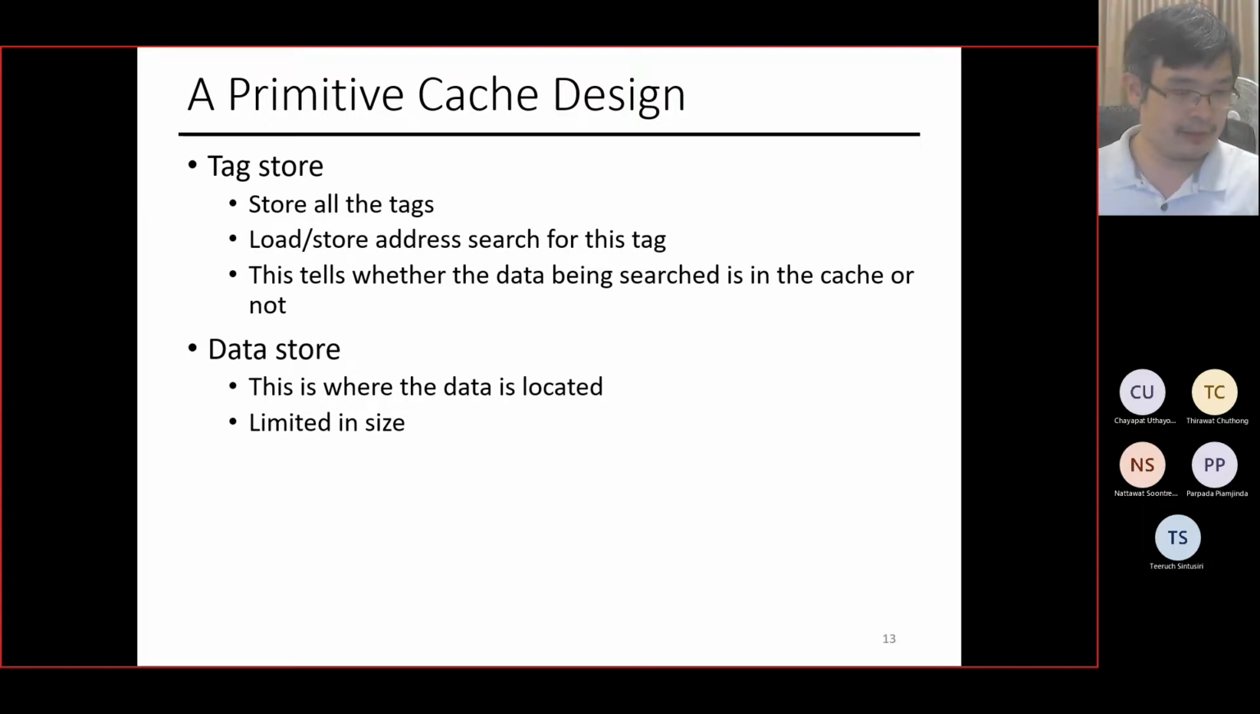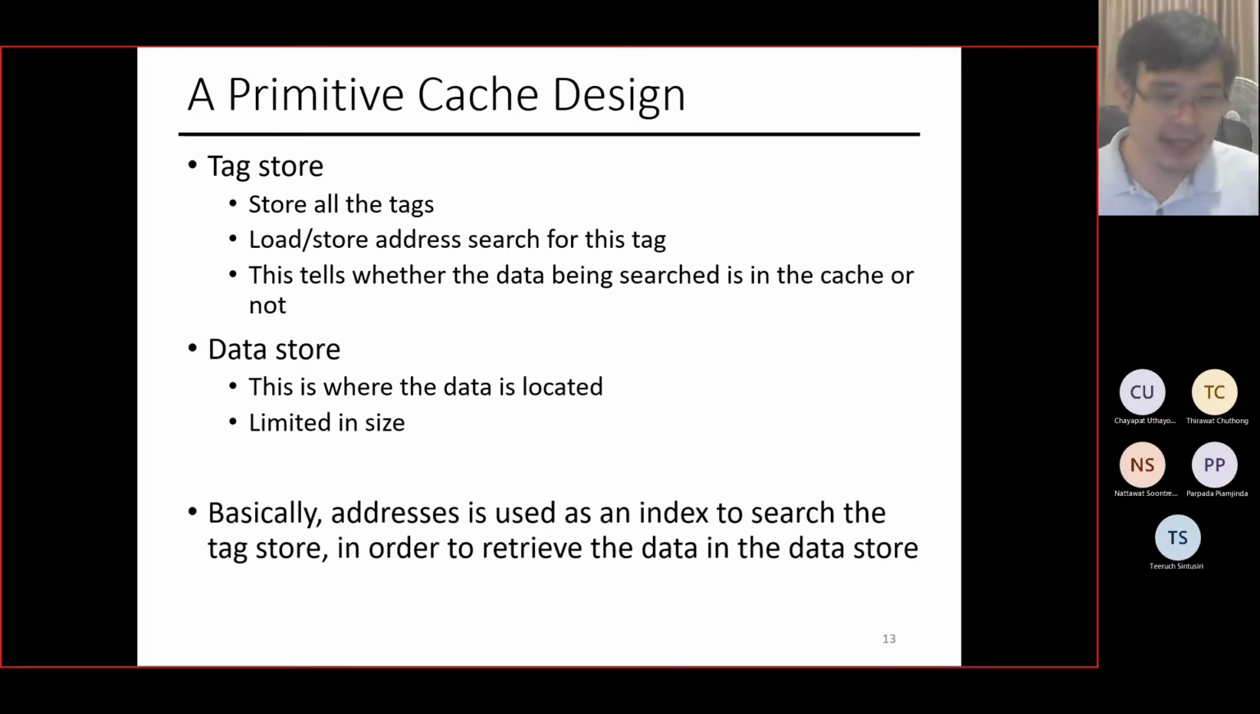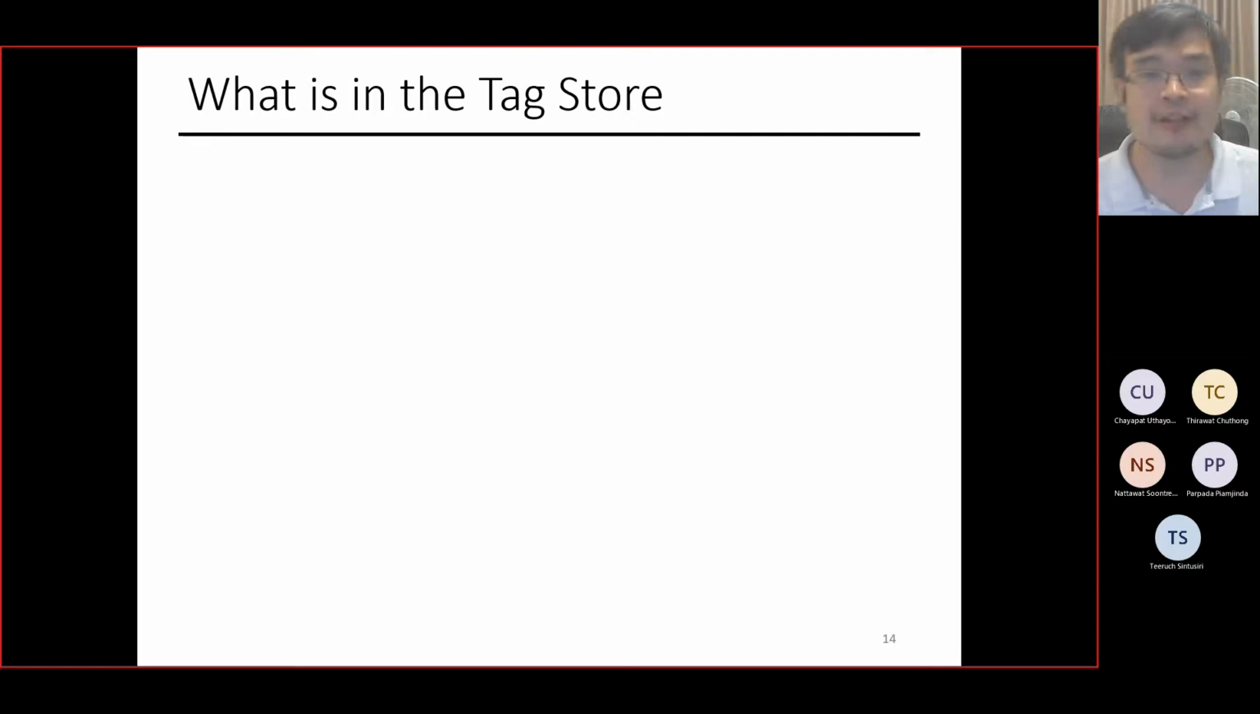Row A, seat 1. Row A, seat 2. Row A, seat number 3. Row B, seat number 7. These are the tag store, because you need it to figure out where's my seat, right? And basically, you use the address of your access to index and search the tag store in order to get the data that you want. So what's in the tag store?